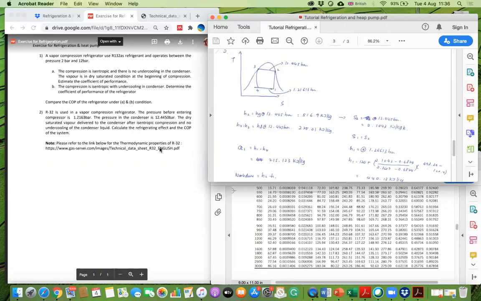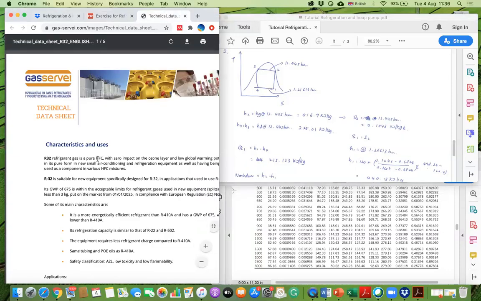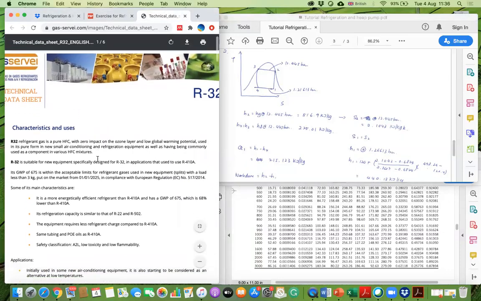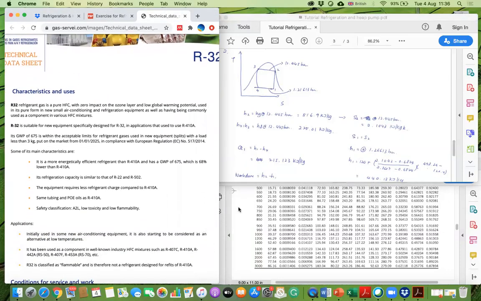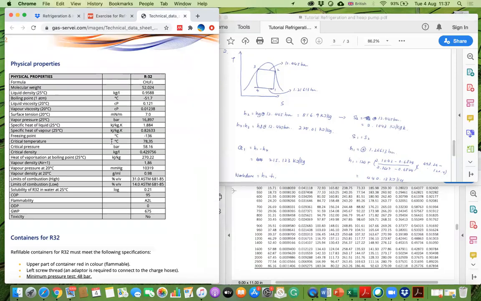So first we click on this link, okay? I couldn't find it in our textbook. The reason is this is the latest refrigerant in the market. I have one of the aircon at home that is using R32, with Panasonic brand. I'm not going to promote that, but anyway, this is the latest one. So let's have a look at the table.